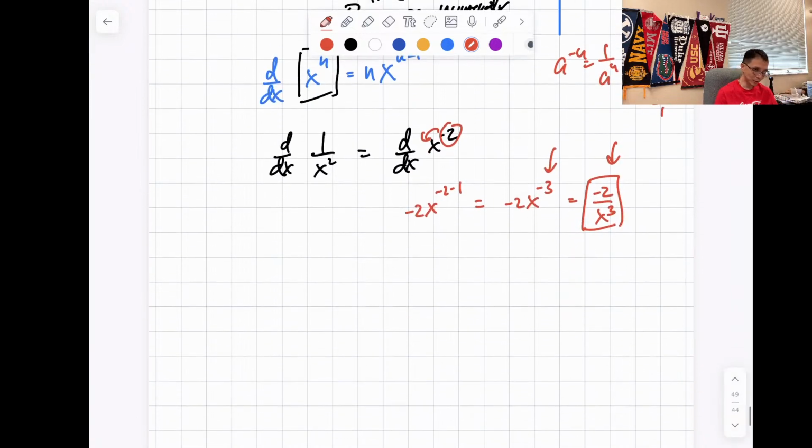Let me ask you, what's the derivative of 4x? Now, there are two ways to look at this.